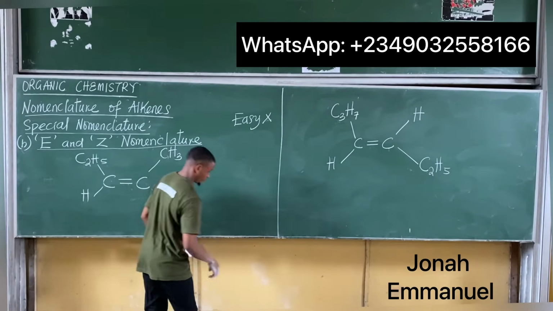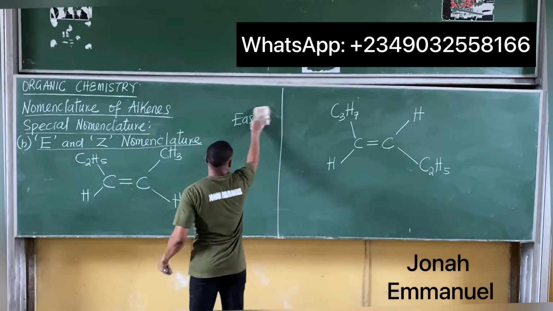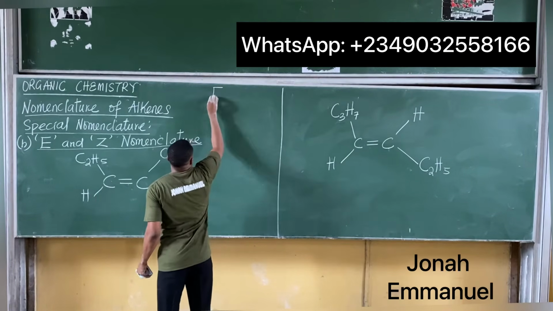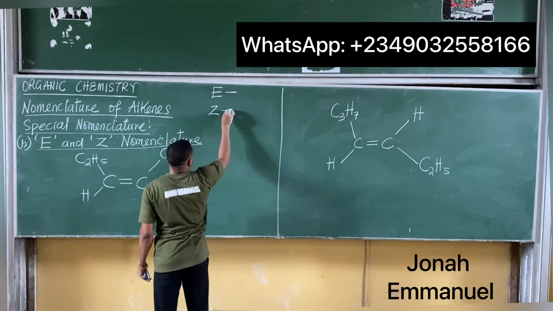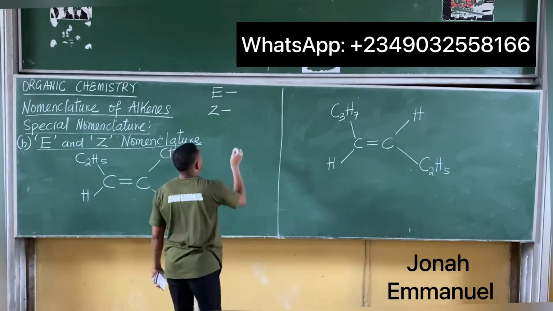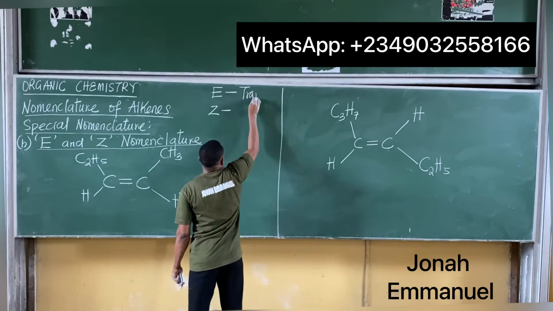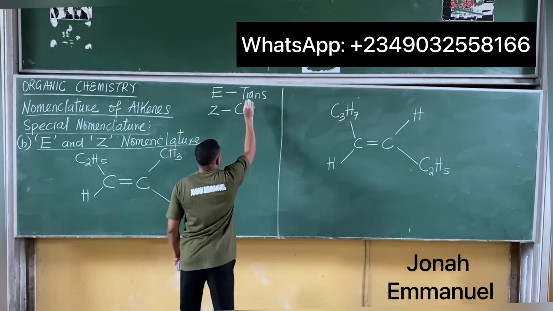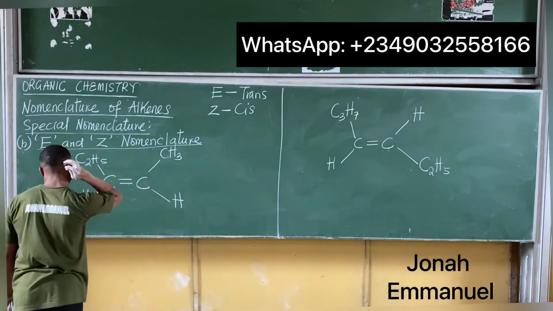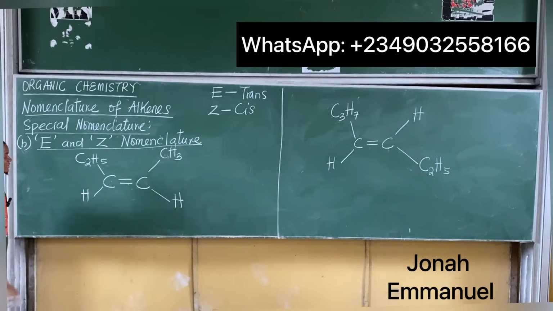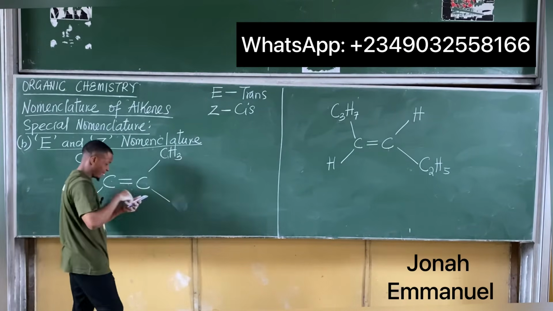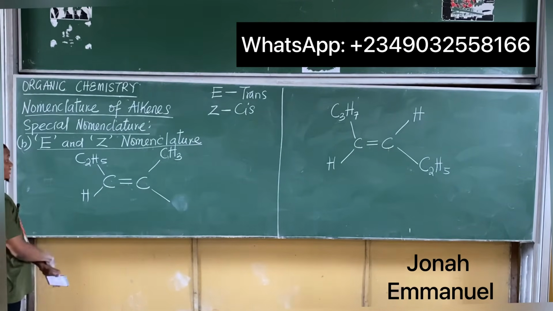So I said E and Z can be used for which and which respectively? Trans and cis. So E is for trans, Z is for cis. That's the first thing to show you here. E is for trans, Z is for cis. Now listen, please.